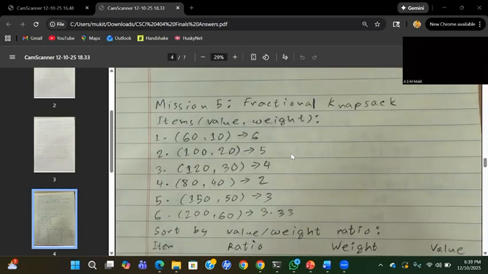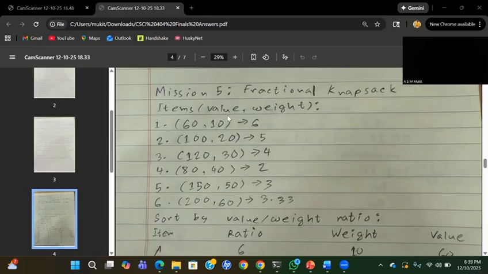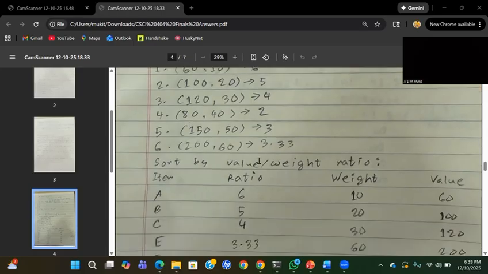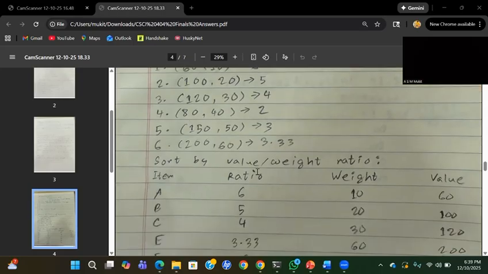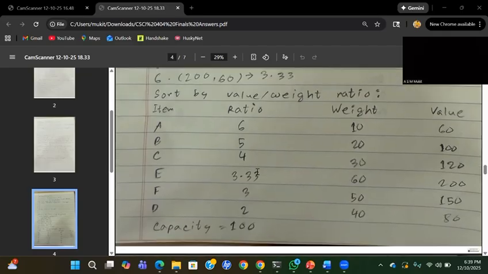Mission 5 is fractional knapsack. I made the ratio using the value and weight. The bag capacity was 100. I used the value-to-weight ratios to choose the items. The ratios were 60 by 10 is 6, 100 by 20 is 5, 120 by 30 is 4, 125 by 34, 80 by 42, 150 by 53, and 200 by 60 is 3.33. I sorted by ratio and took items in order.